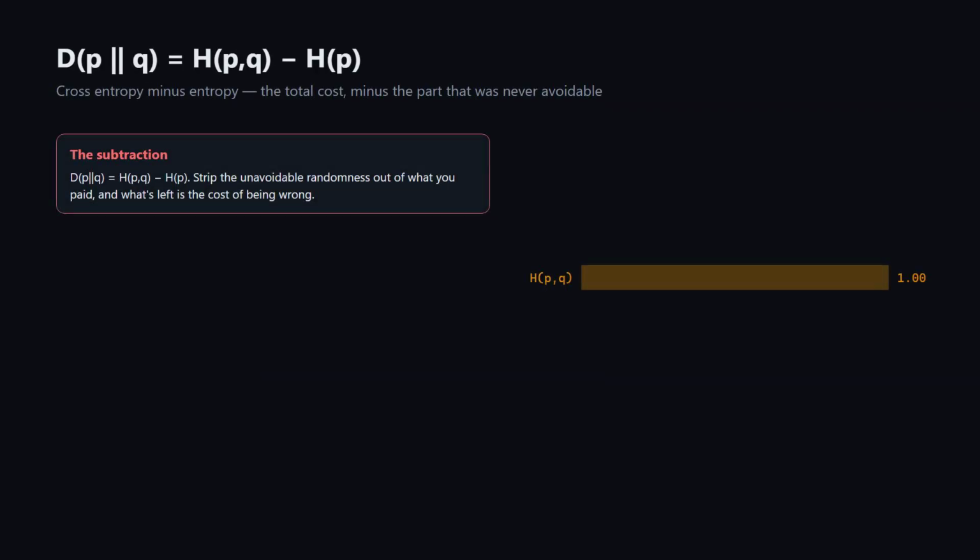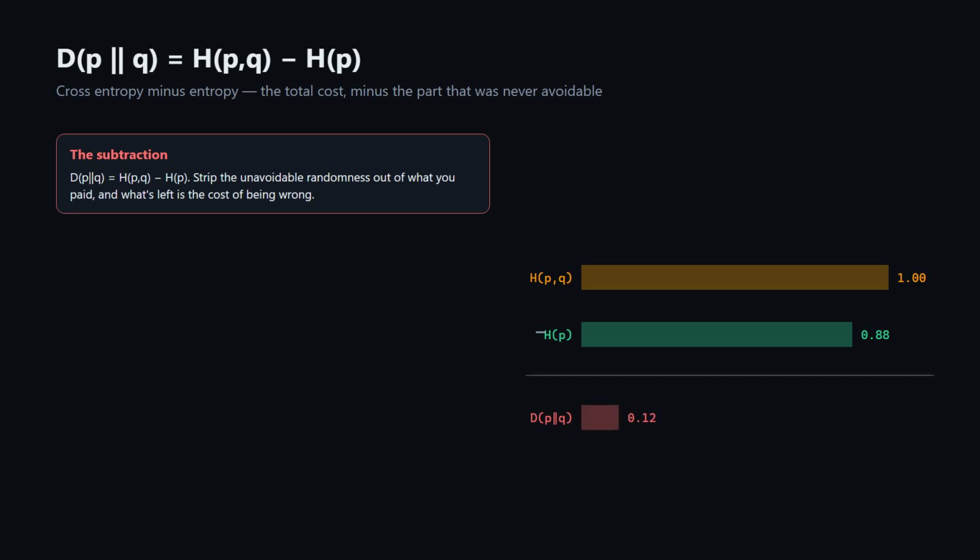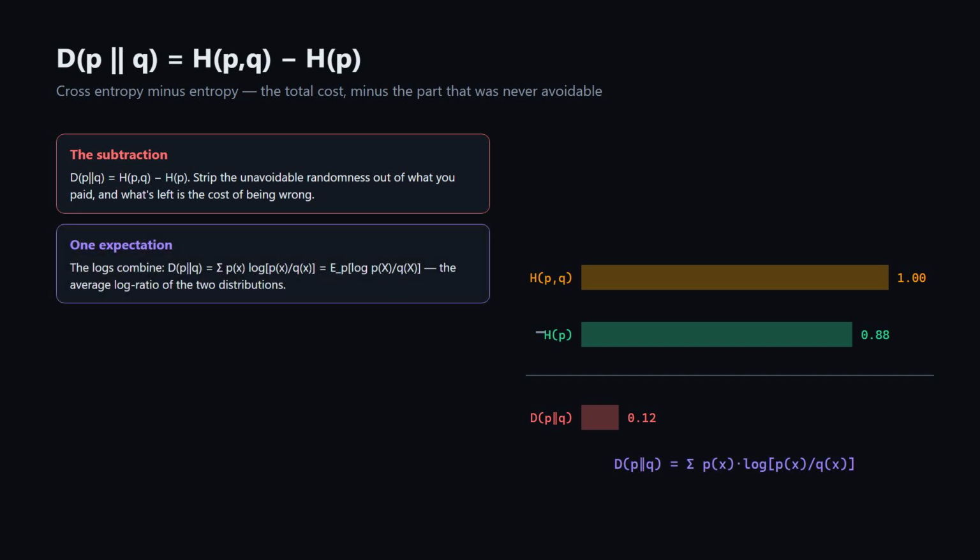The definition is the subtraction we just did. D of P from Q equals H of P, Q minus H of P: cross entropy minus entropy. The total cost, minus the part that was never avoidable. Expand it, and the two logarithms combine. D equals the sum over x of P of x times log of P of x over Q of x, which is E under P of log P of x over Q of x. The average log ratio between the two distributions.